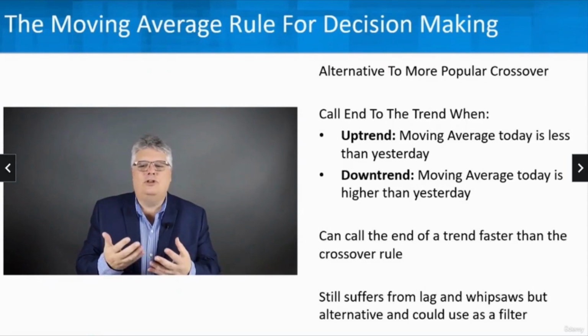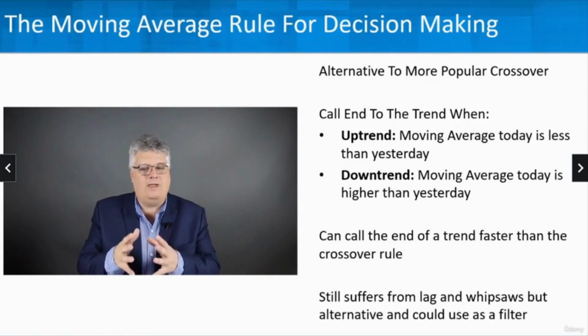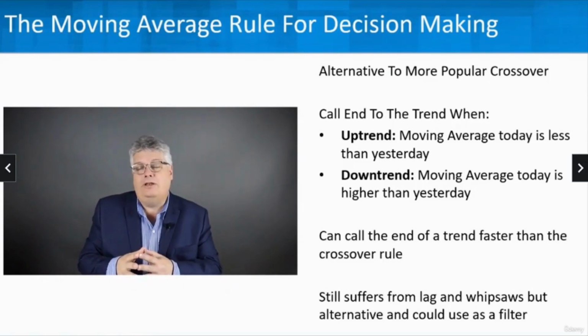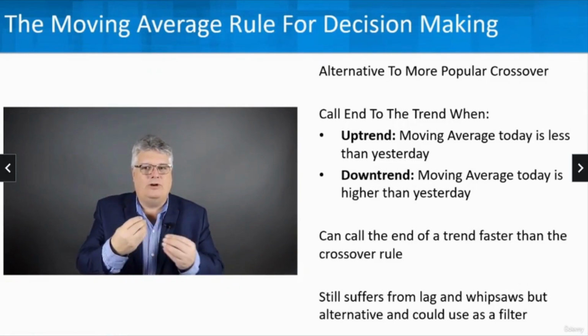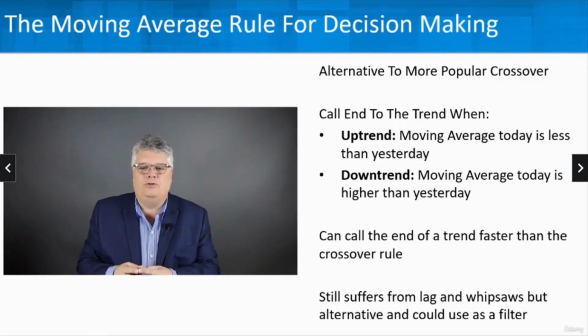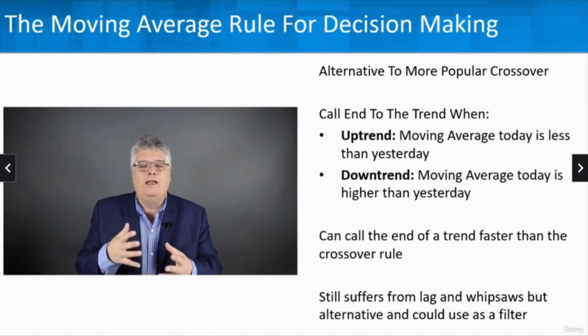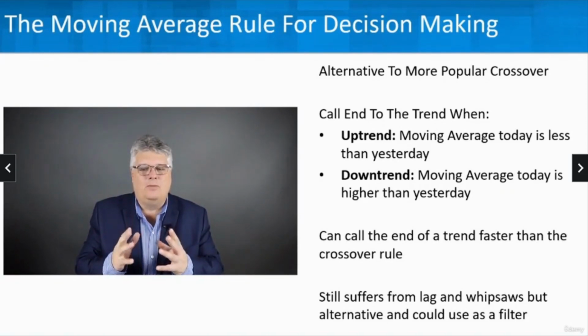And it helps, as you can call an end to a trend faster than with the crossover rule. Moving averages always are a lagging indicator, but you're able to see where that change is occurring on the line, as opposed to waiting for crossovers and prices. It still suffers from lag, it still suffers from whipsaws, but it is an alternative, and you can use some of these filters we talked about as well to establish rules around that, without the crossover of the price, looking at when the moving average itself starts making some changes.